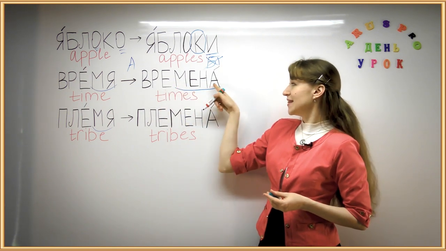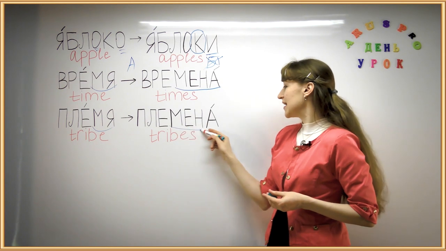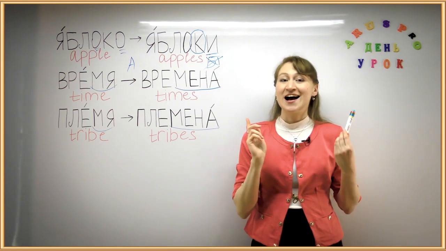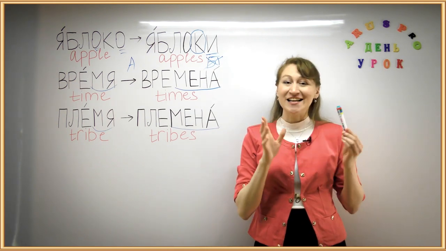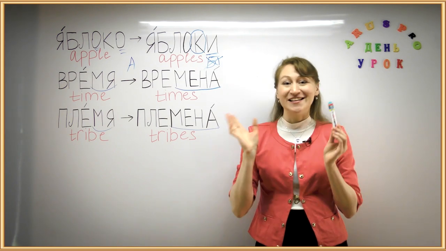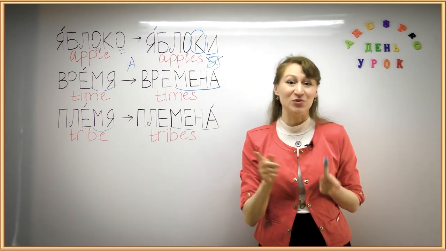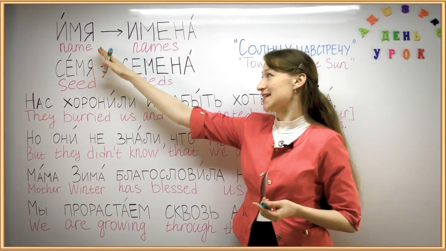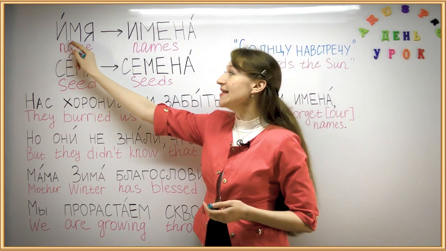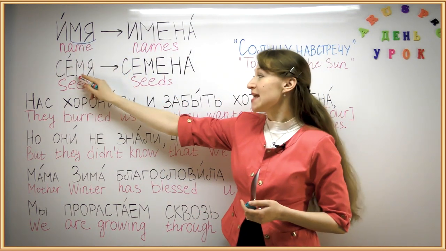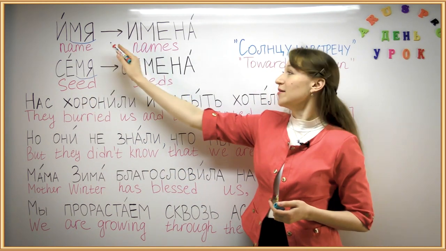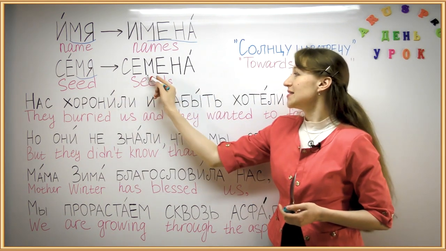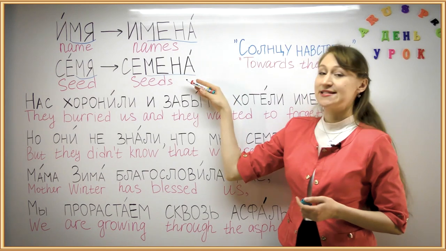Времена, мена, времена, племена. And we are going to look at two more nouns like this, which are in a very, very nice song that we are going to listen to in a moment. So, two more examples of the neutral nouns ending in мя, имя, and семя. So, имя becomes имена in plural, семя, семена, names and seeds.